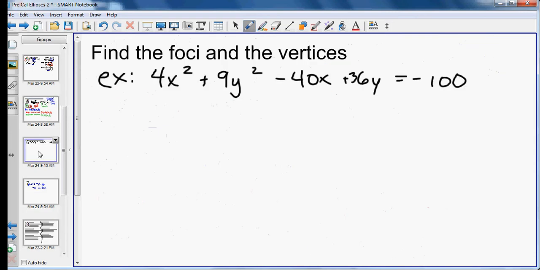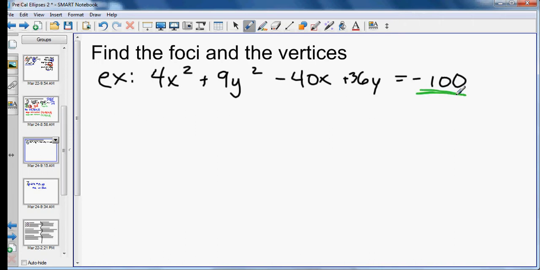So, first, we need to make sure, like we did with circles, you need to make sure the constant is by itself on the right-hand side, which it is. We also need to reorder things so the x's are together and the y's are together. Okay, now the coefficients in front of the x squared and y squared are not 1, but unlike in circles, the two coefficients are not the same. We have a 4 in front of the x squared and a 9 in front of the y squared.